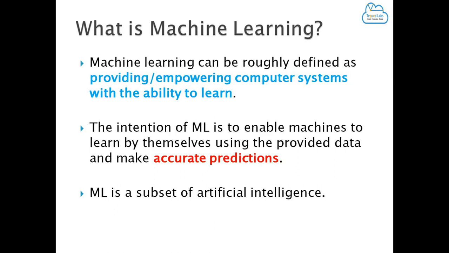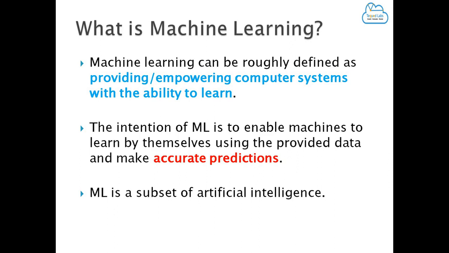Why do we need machine learning? Whenever machines are able to learn something, they can make accurate predictions. What accurate predictions they can make is pretty important to understand. Whenever I give a computer system 20 years of blood pressure data, if it can accurately predict what my blood pressure would be tomorrow, having all the previous data, then it is able to learn from the previous data and make predictions. That is why you need machine learning.